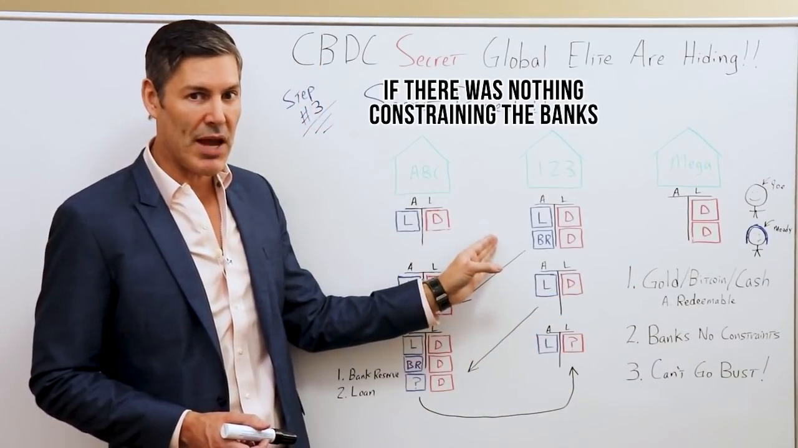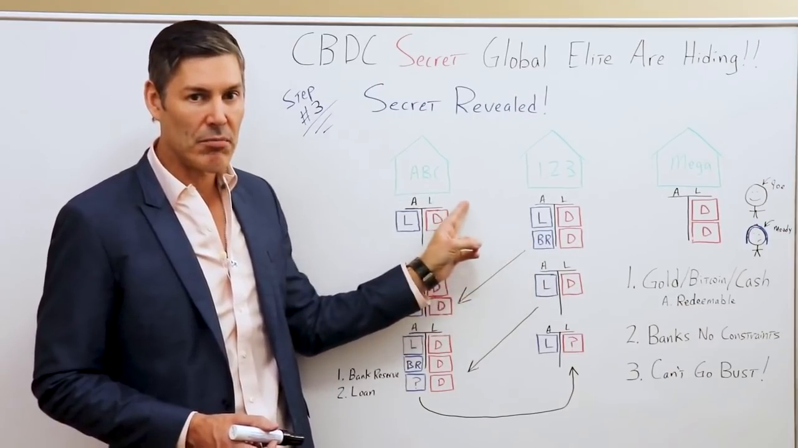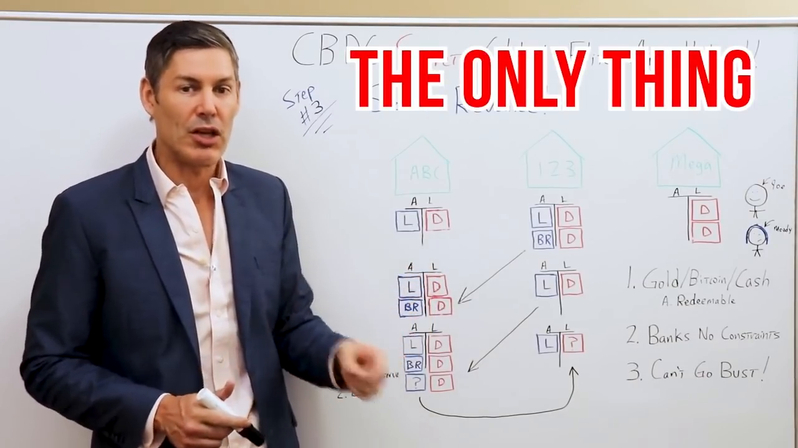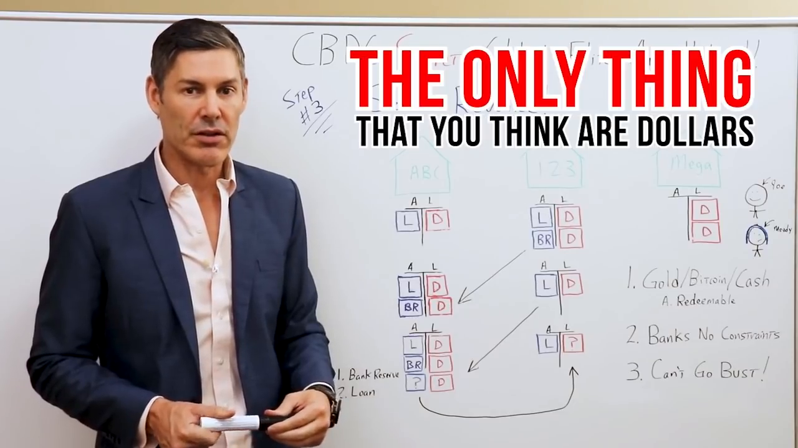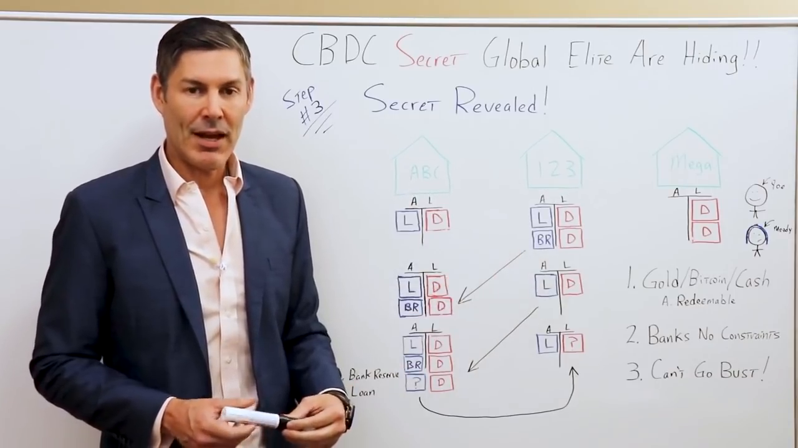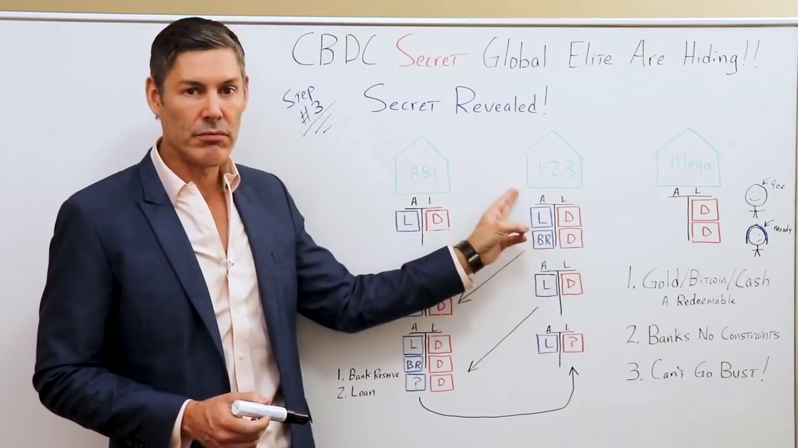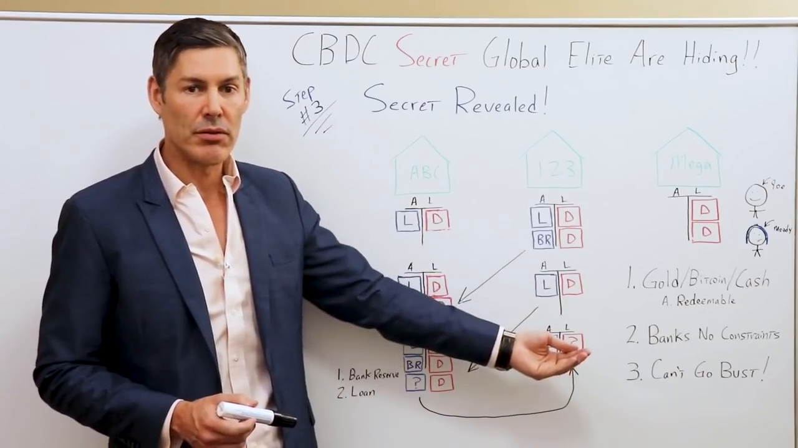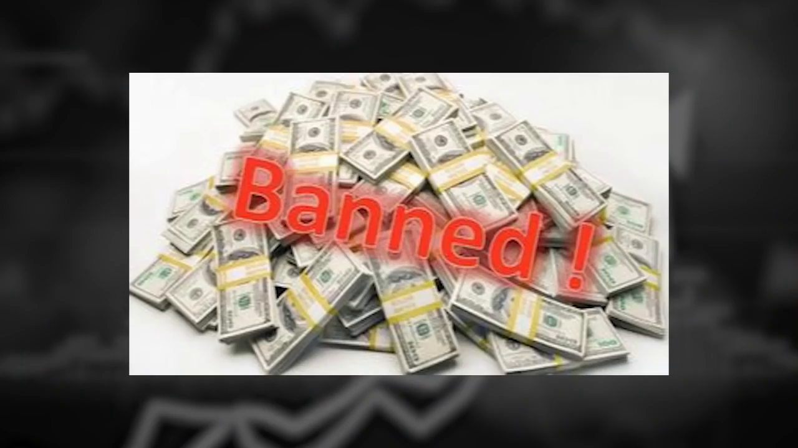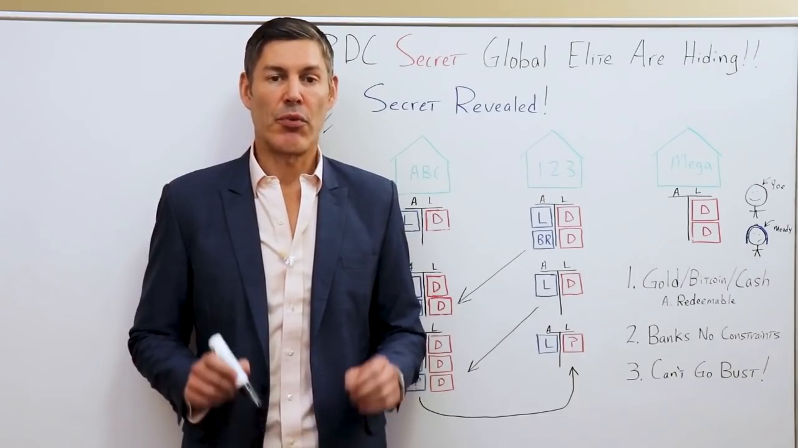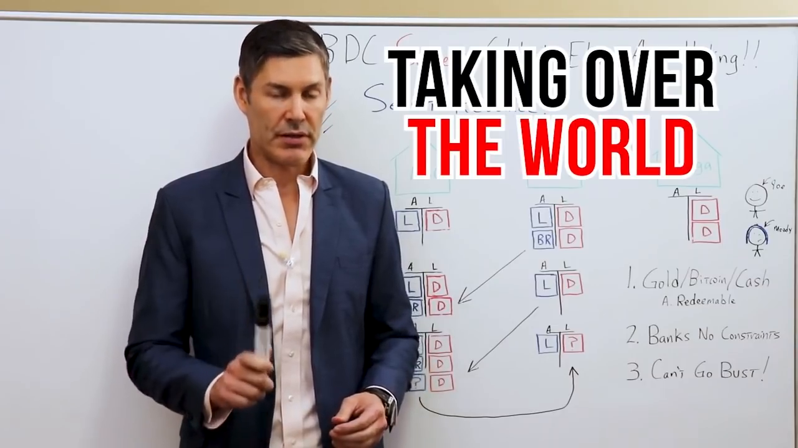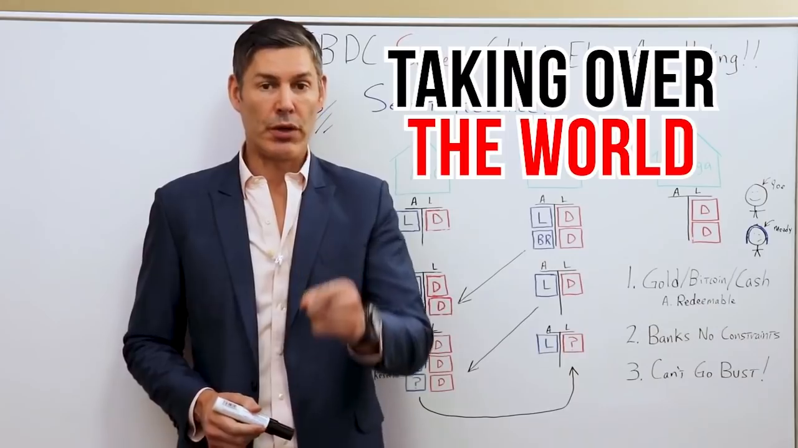And if there was nothing constraining the banks, they could do the exact same thing between one another. So again, the only thing that you think is money right now, meaning dollars, are simply just assets or liabilities of the commercial banking system. And if they can create these things on their own to whatever degree they want to, they can't go bust. So if they ban cash, there's nothing other than some basic accounting rules that could be changed that would prevent the global elite and the banksters from taking over the world. This is the dirty little secret they don't want you to know.